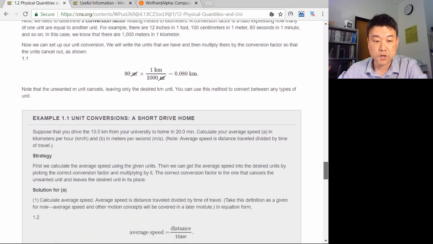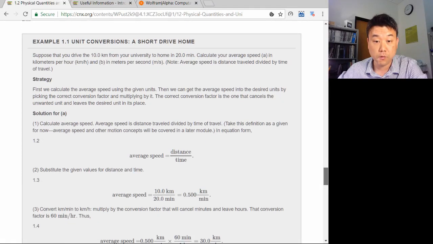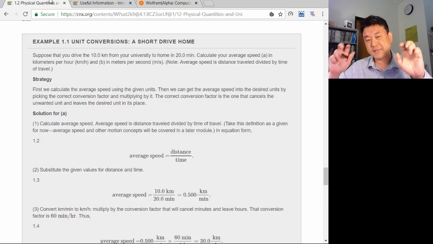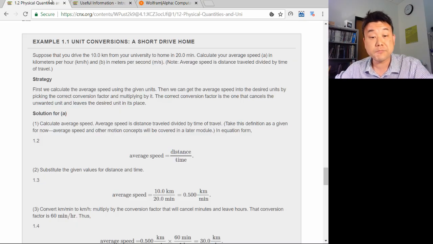We want you to finish example 1.1. So example 1.1 has, suppose you drive 10 kilometers in 20 minutes. What is the speed in kilometers per hour and meters per second? What I noticed was missing was there's no miles per hour. That's the speed a lot of us are familiar with, so we should really have that. So let me do part C, calculating this average speed in miles per hour.